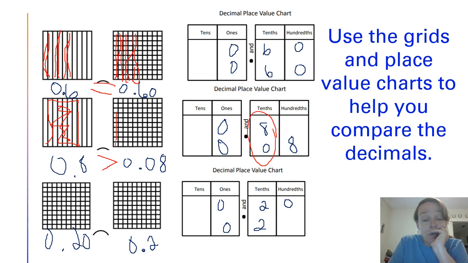They are what, boys and girls? They are equal. How do we know they're equal? They both have a 2 in the 10ths place and no hundredths. Okay, this one says 20 hundredths. How would I show that? I would shade 2 columns, 10, 20. This one says 2 tenths. How would I shade 2 tenths? Well, there's 10 columns. I would shade 2 of them.